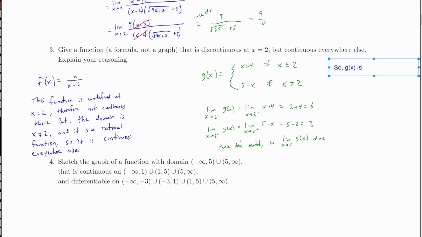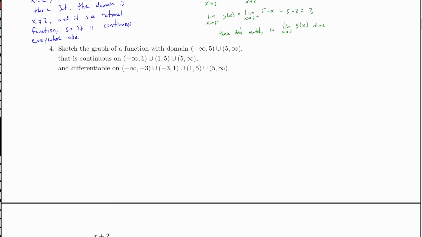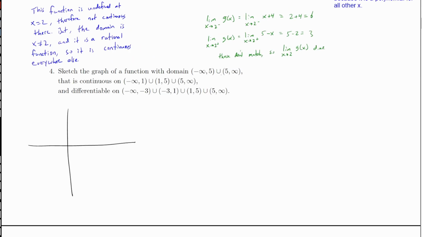So g of x is not continuous at x equals 2. However, because it is a polynomial for all of the x's, g is continuous everywhere else. Okay, moving on to problem 4. We're sketching a graph of a function where the domain is everything except 5.